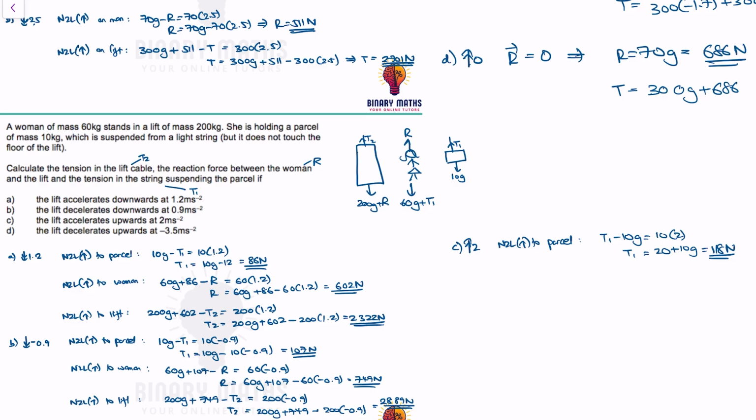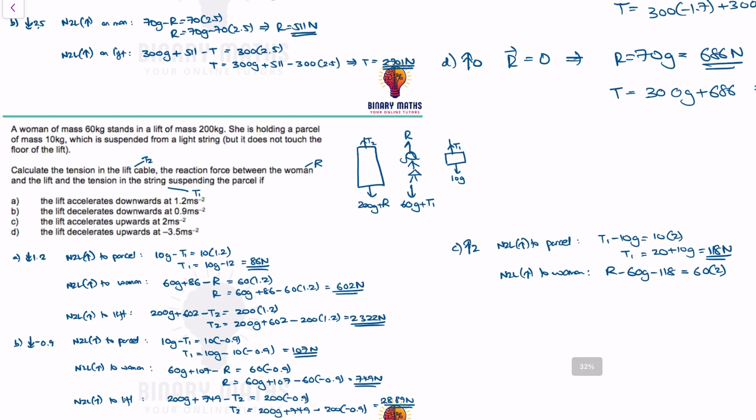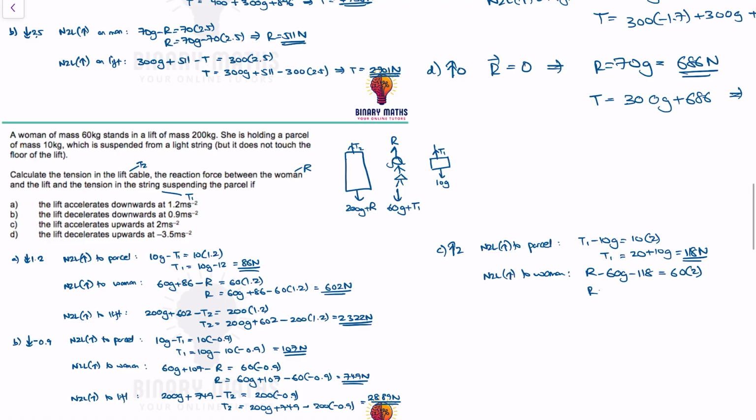Okay, Newton's second law applied vertically to the woman. Then R minus 60g minus T1, which is 118, must be equal to 60 times the acceleration, which is 2. So R will be equal to 120 plus 118 plus 60g, which works out to be 826 newtons.